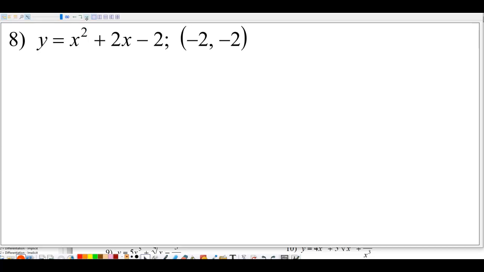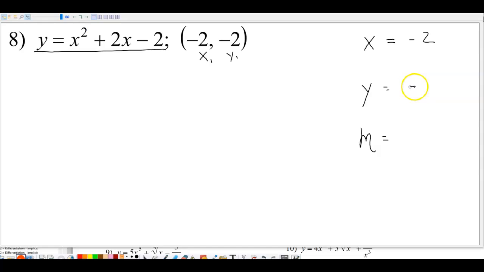Number 8 is asking us to find the slope of the tangent line, not the secant line, but the tangent line. So tangent line is a lot like secant line. You need an x, you need a y, and you need a slope. Now, once again, in the directions, they said this is a point. So we know that that's x1 and y1. So my x value is negative 2 and my y value is negative 2. But how do you find the slope?